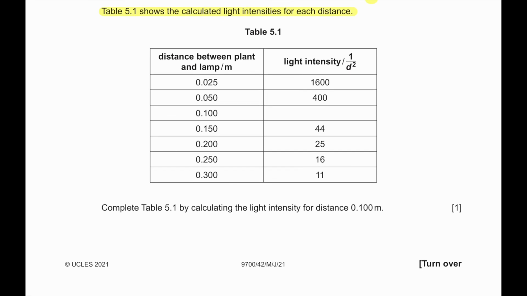Since it is 1 over d squared, 1 over 0.1 squared equals 100. Complete table 5.1 calculating the light intensity for distance 0.1 meter. So we already got it, it will be 100.